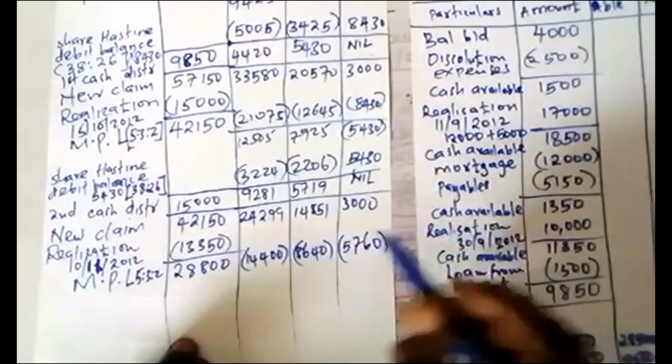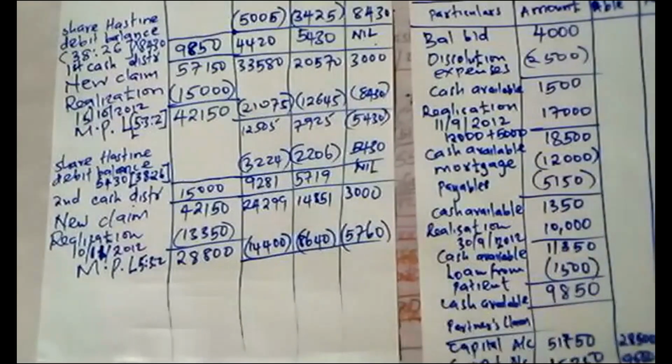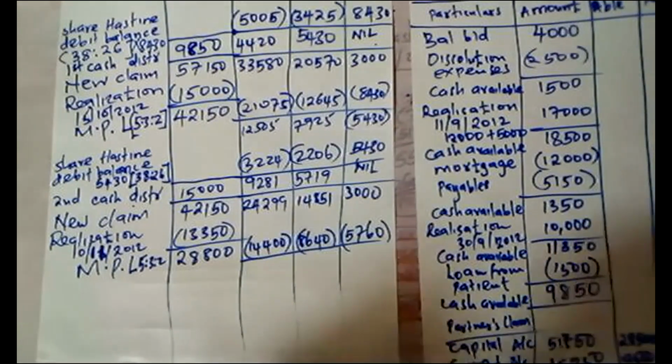After that, we have to talk about the third cash distribution. You reduce that amount, but you have to see if there is anybody who is insolvent so that we avoid distributing cash to him. I can see Hastings is still insolvent, because even if you take 3,000 minus 5,760, you will be getting 2,760.